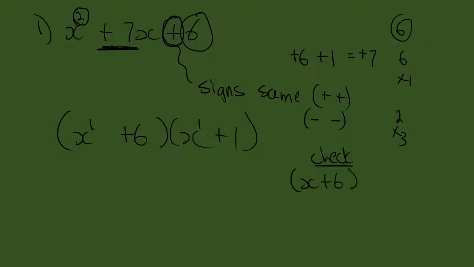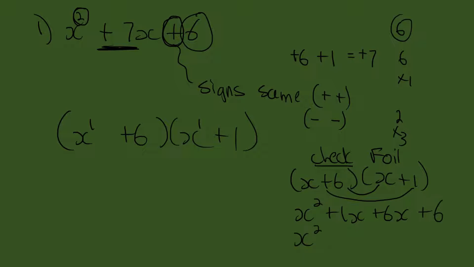How would you check? You FOIL. I'm quickly going to FOIL this. X times x is x squared. Then I do the outer, plus 1x. Do the inner, plus 6x. And the last, 6 times 1 is 6. I have 1, I have 6, so I have 7x.